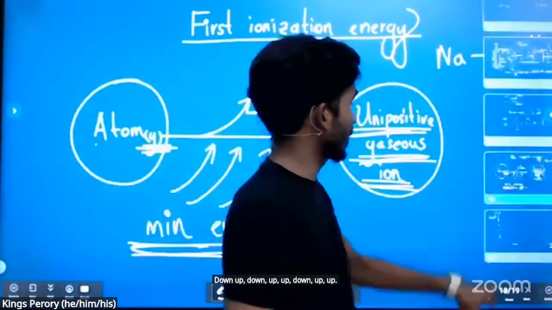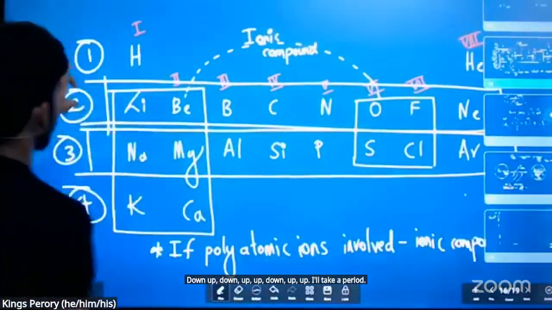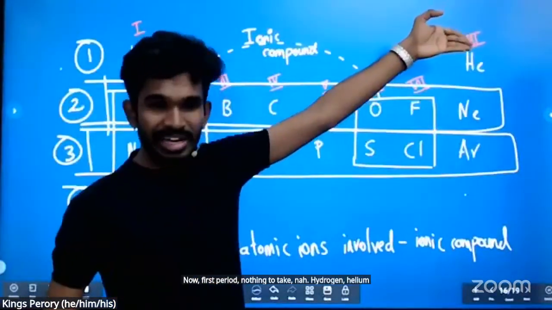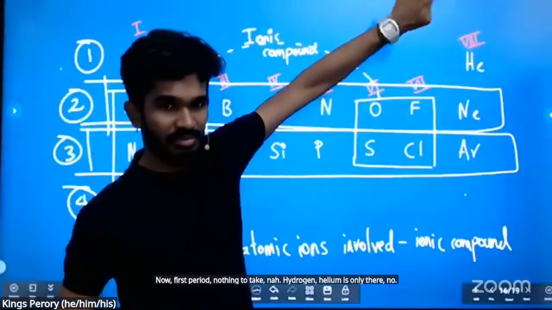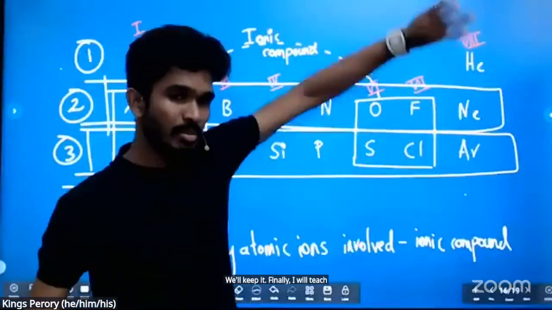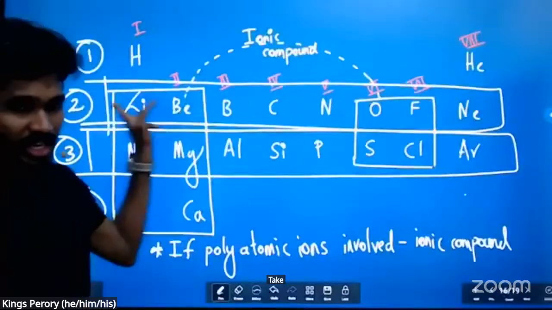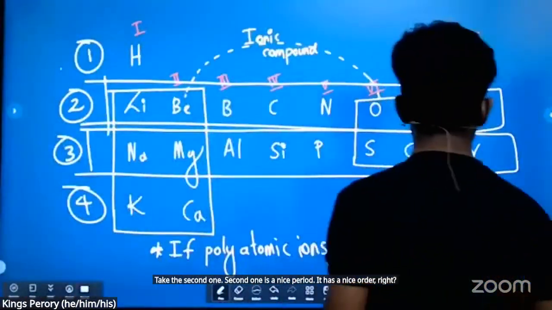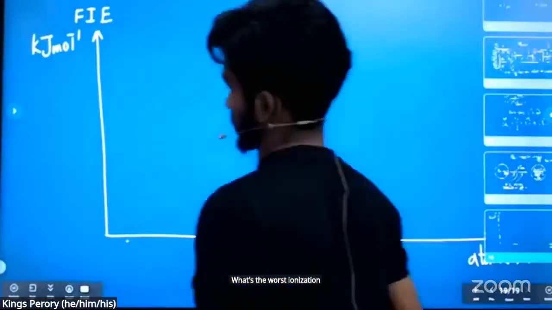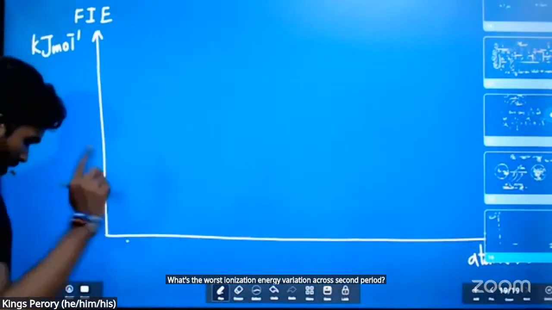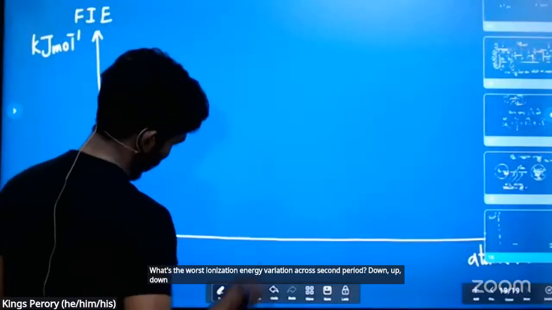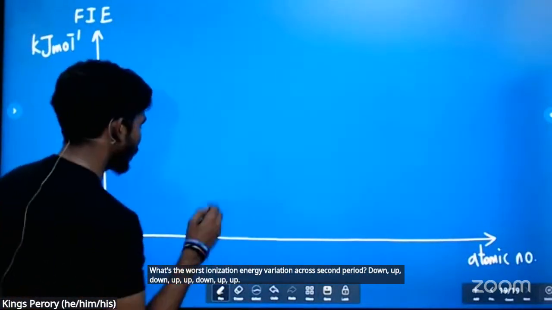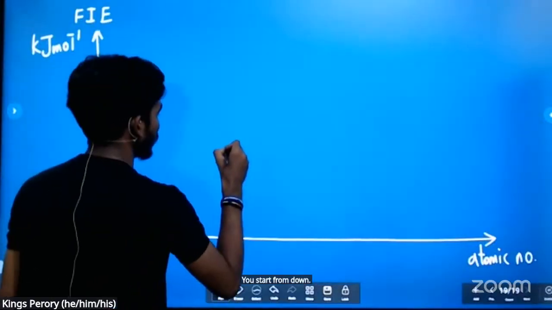I'll take a period. Now, first period, nothing to take. Hydrogen and helium are the only ones there. We'll keep it and finally I will teach about that. Keep hydrogen, helium. Take the second one. The second one is a nice period. It has a nice order, right? What's the first ionization energy variation across the second period? Down, up, down, up, up, down, up, up. You start from down.